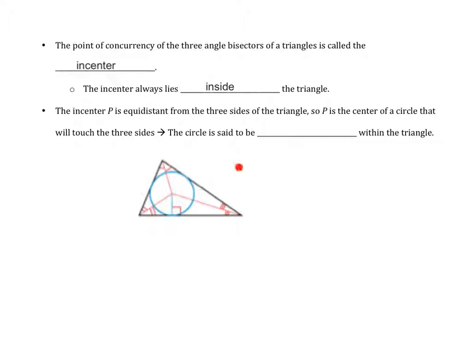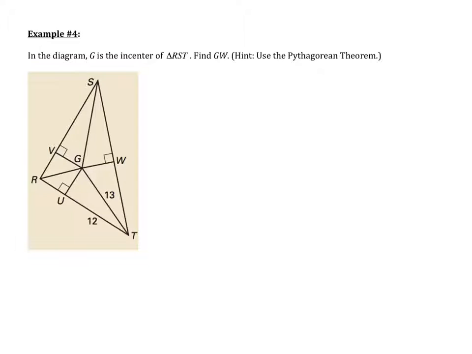Last time we had a circle that was circumscribed outside of the triangle. Now we have a circle inside the triangle. That is called inscribed. So the circle that touches all of those equidistant lengths to the sides of the triangle is inscribed within the triangle. The incenter is inside, and that circle touching all of those equidistant segments is inscribed within the triangle. So let's look at example number 4.